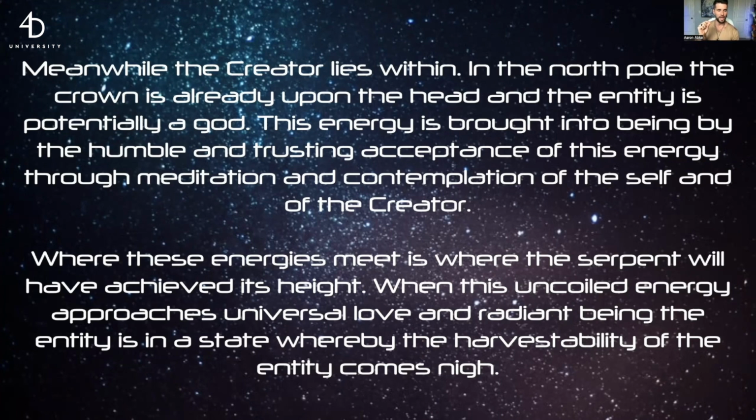When this uncoiled energy approaches universal love and radiant being, the entity is in a state where the harvestability of the entity comes nigh. So pretty clear description there, yeah? Where those energies meet shows our level of polarization, our level of progress on the ascension path.